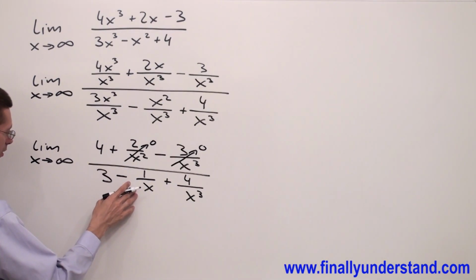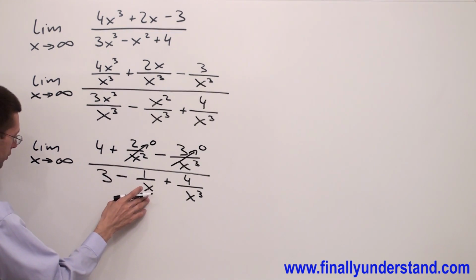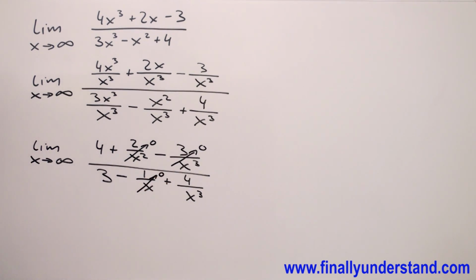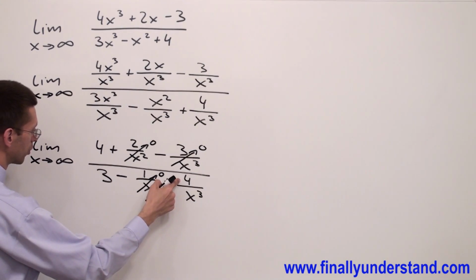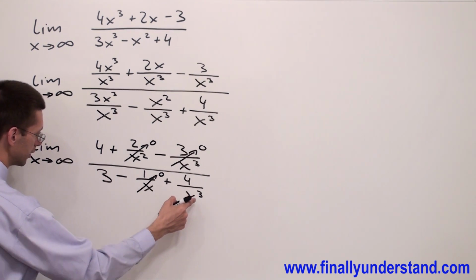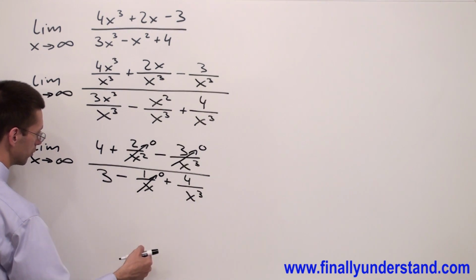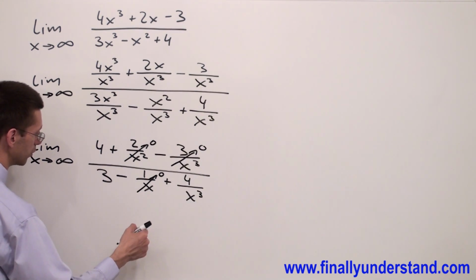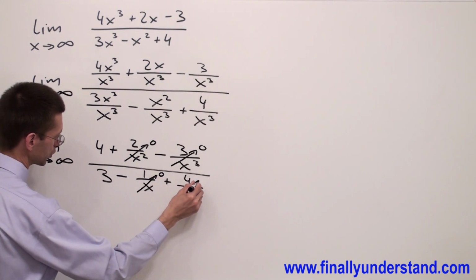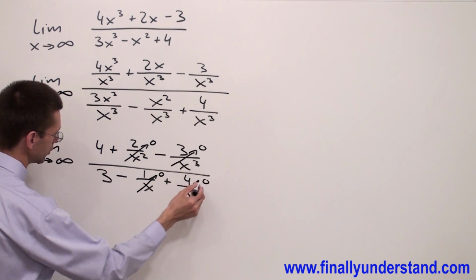Let's take a look at the next fraction. 1 divided by x. X is going to infinity, so that's why this fraction is also going to approach 0. Next, I have 4 over x cubed. Again, x goes to infinity, raised to the third power. Also, we are talking about a very large value of the denominator. That's why the fraction is going to approach 0.